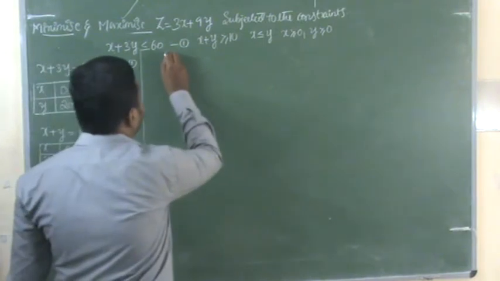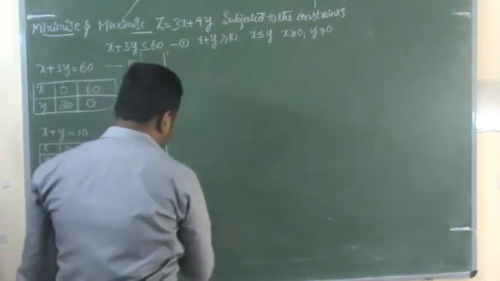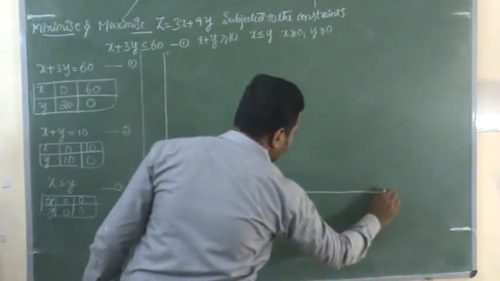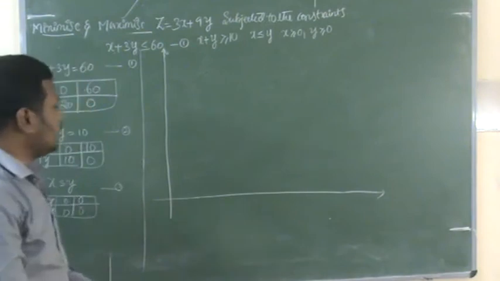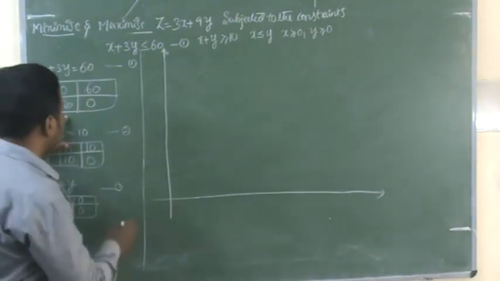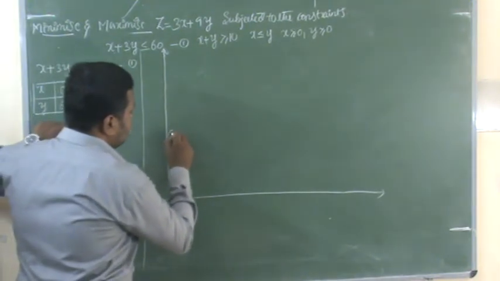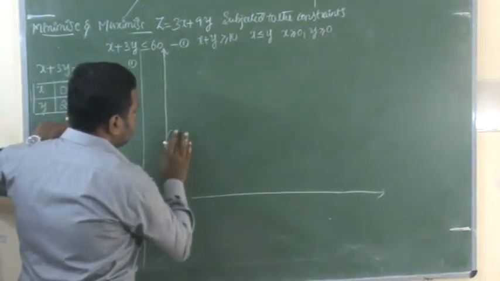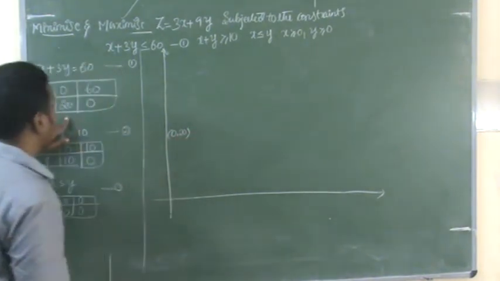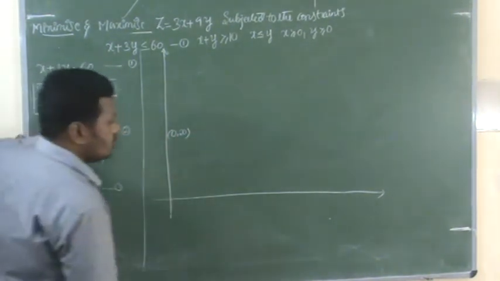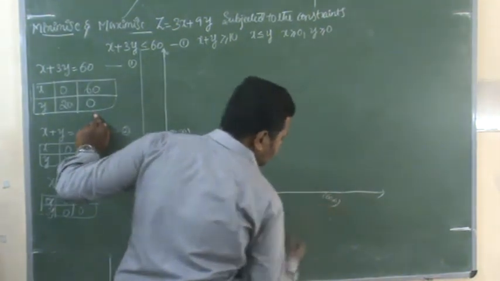Now, on solving these equations by plotting the graph, when x is equal to 0, the y value is 20, that is 0 comma 20, and when y is equal to 0, the x value is 60, that is 60 comma 0.